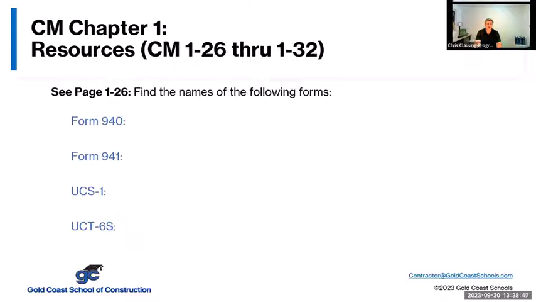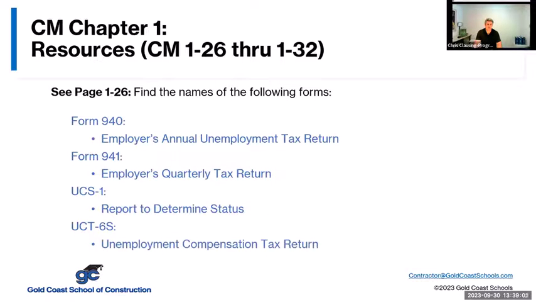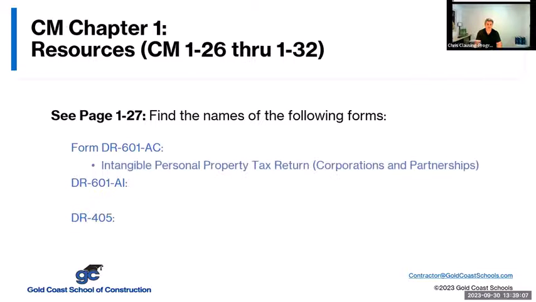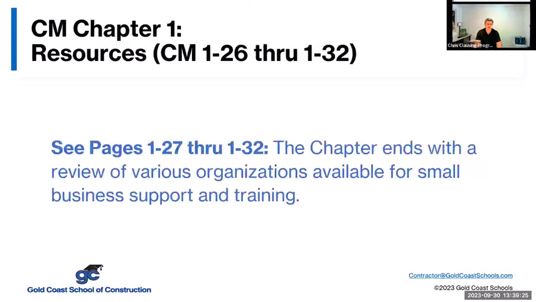But the form 940, the form 941, the UCS one, the UCT 6S, and then moving on to the next page, the DR 601AC, and the DR 601AI, and the DR 405. So those should be pretty easy to access, and I'm sure you found those pretty quick, so that's great. Let's take a look at 127 to 132.